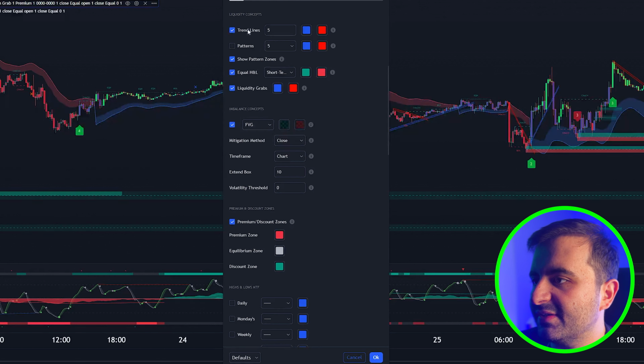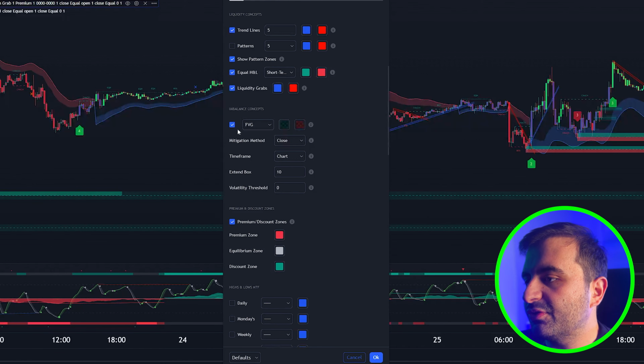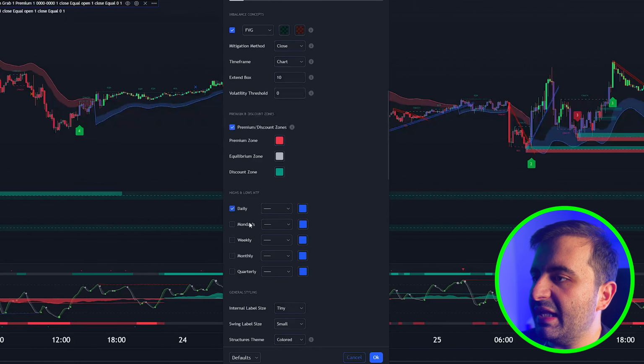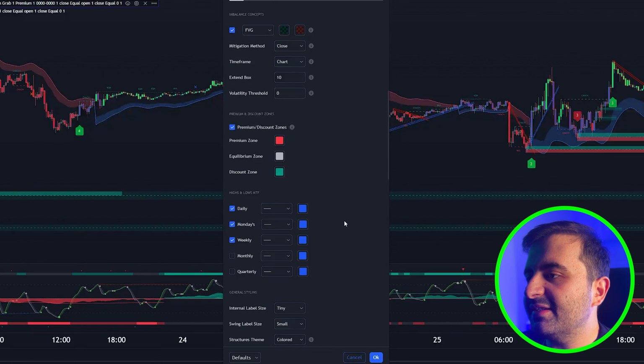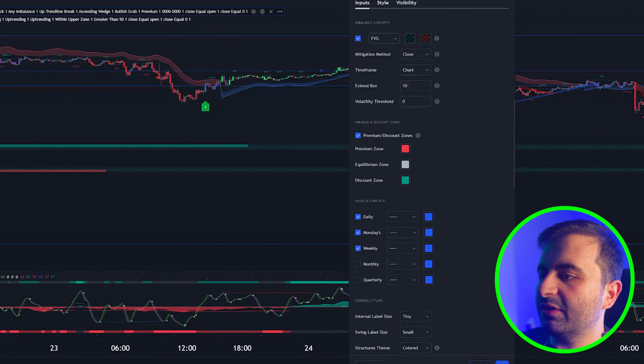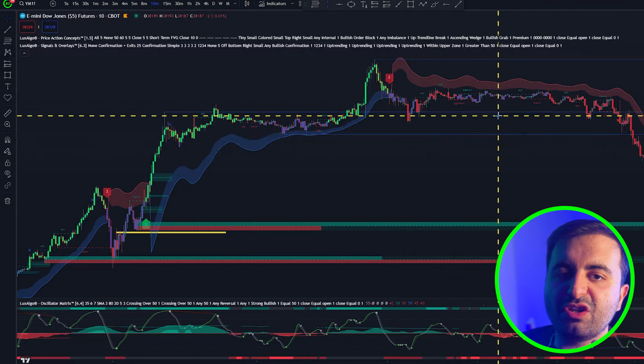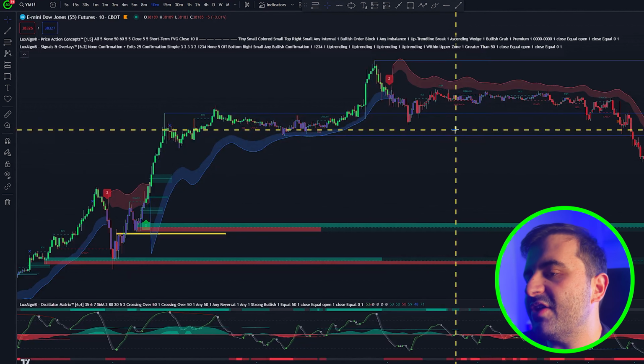You don't need patterns here. The premium discount zones, the fair value gaps. You can enable the daily, Monday, and weekly highs and lows, and that's it. That's all you need to do. Just hit the OK button. I am using the oscillator matrix in default settings, so you don't need to change anything.